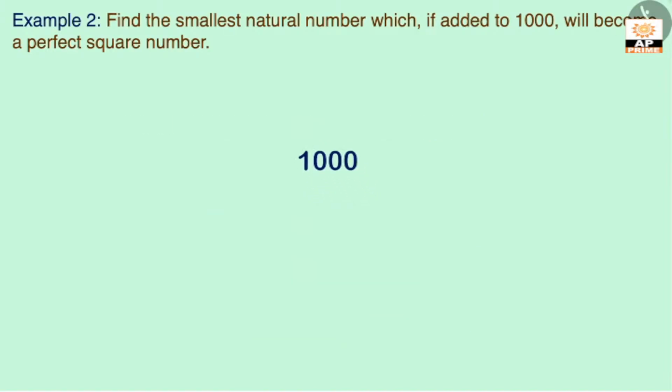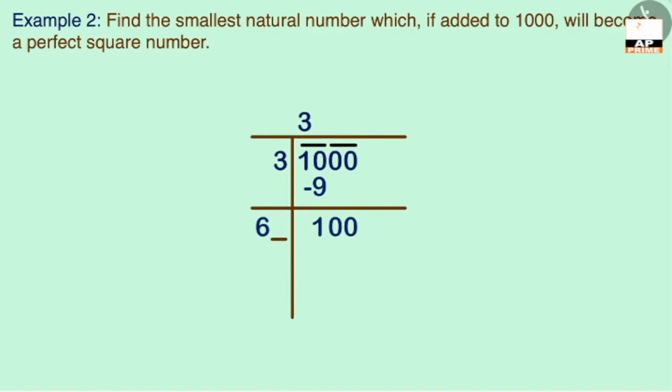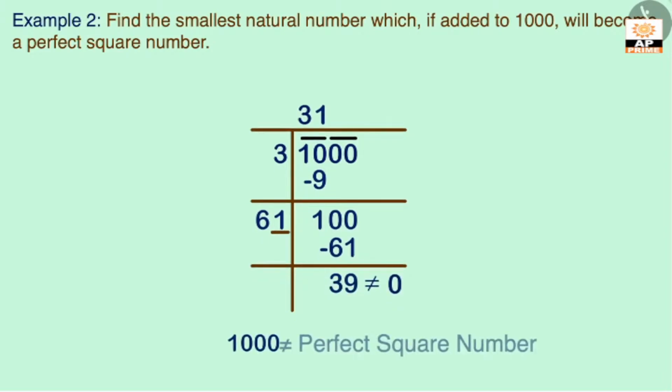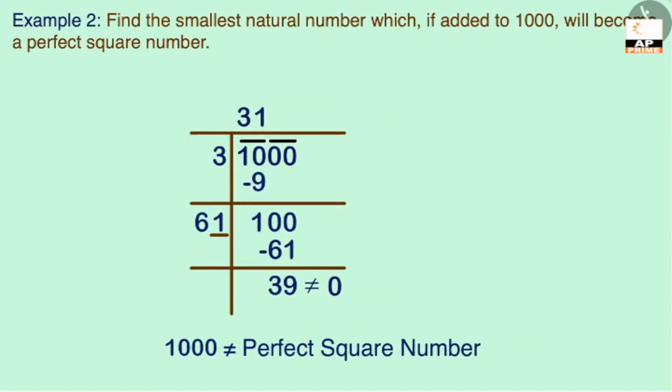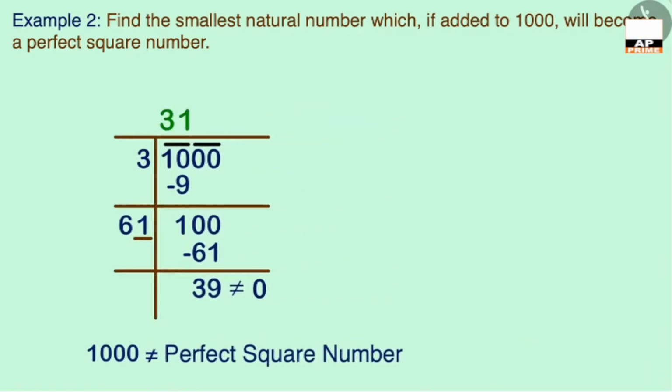To solve this question, let us first find the square root of the number 1000 using the division method. We can see here that we have got 39 as the remainder. The remainder here is not a zero, so 1000 is not a perfect square number. That is, here the quotient is 31. This shows that the square of 31 is smaller than 1000.